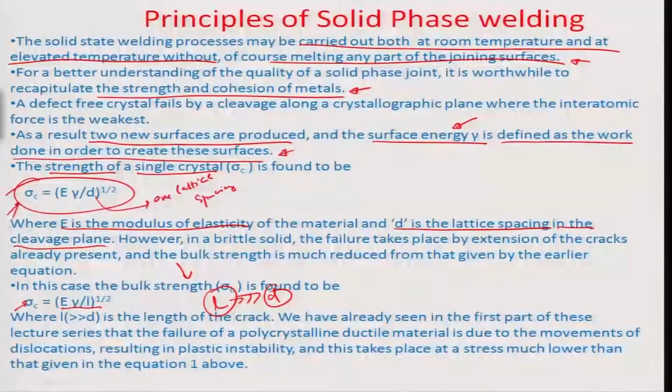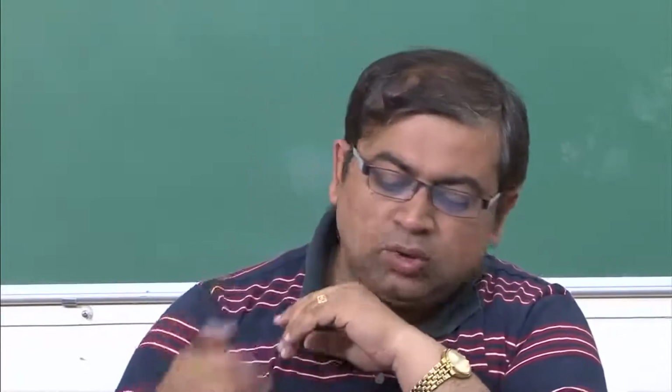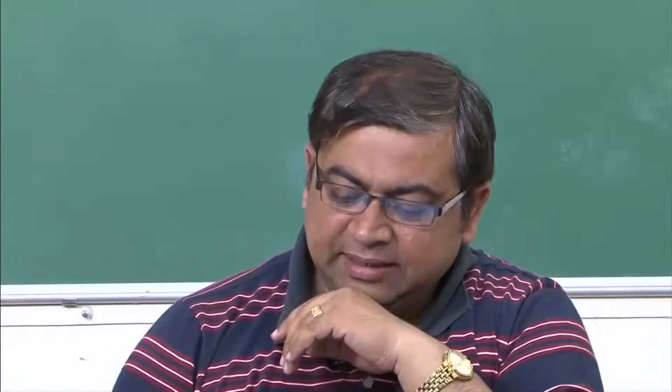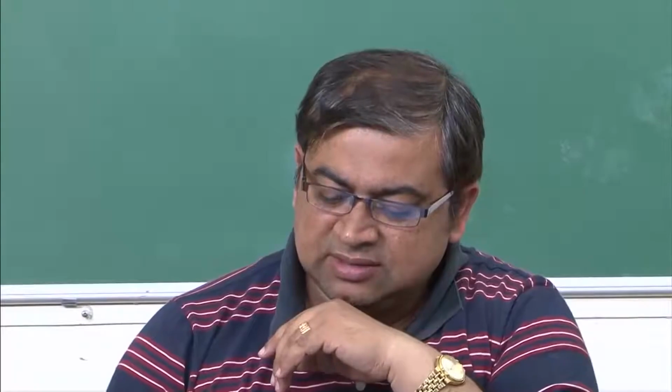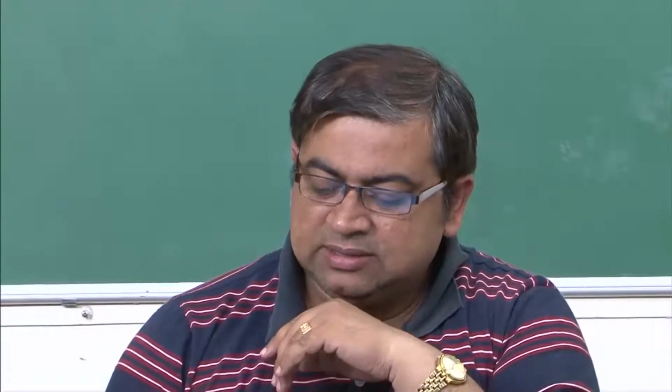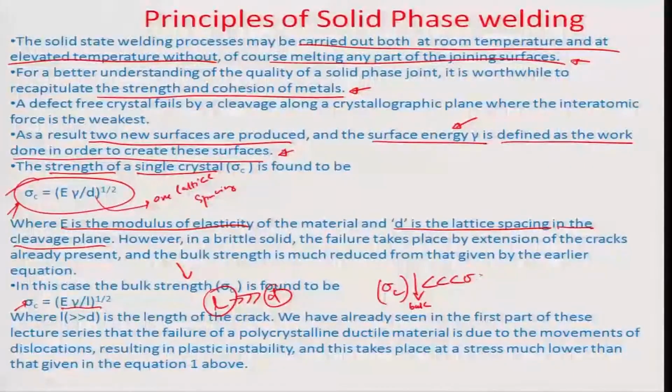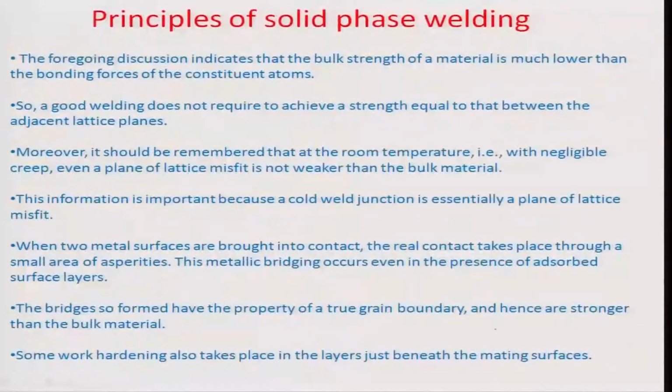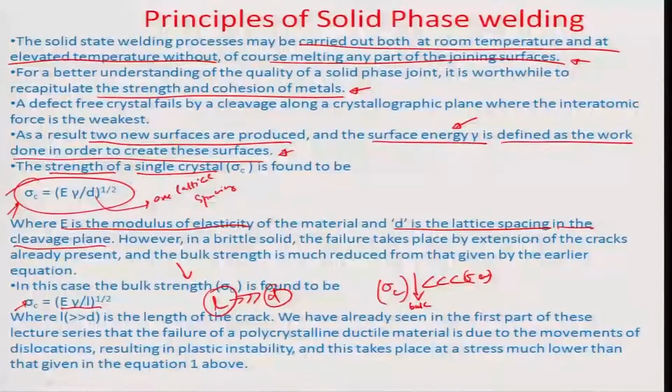Sigma c in case of crystals is inversely proportional to d to the power of half. In this case, it is L to the power of half, and L is much larger than d. So, obviously, the sigma c would be much lower in case of bulk materials than in case of crystals. So, sigma c bulk is much lower in comparison to sigma c crystals. Okay. And so, that gives you a basis of why solid welding processes should happen.